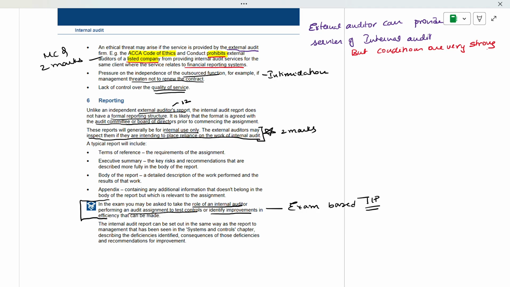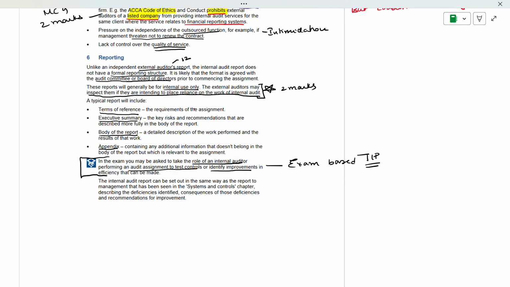What about the typical report? What are the terms of reference? What are the requirements? You will have an executive summary, a body of the text and the appendix. It is simple and informal. You have to agree. That's all.